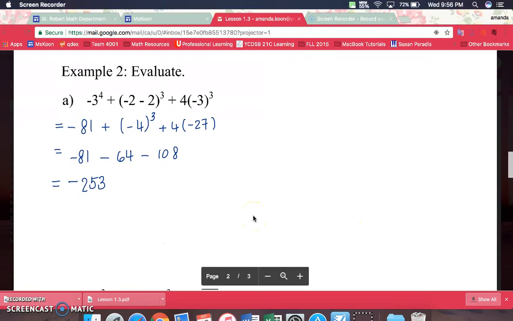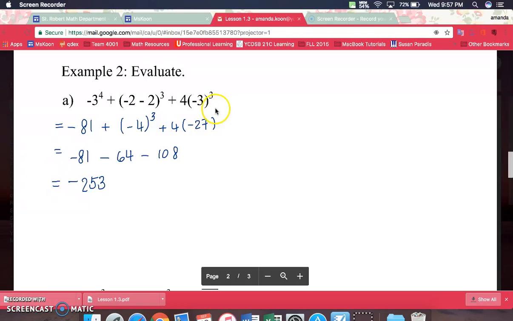Example 2. Evaluate. So make sure when you are evaluating these expressions, you follow the order of operations, or BEDMAS: brackets, exponents, division and multiplication, which belong to the same level, so they can be done in any order, and then addition and subtraction, which can also be done in any order among the two.